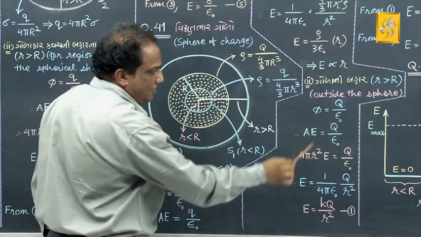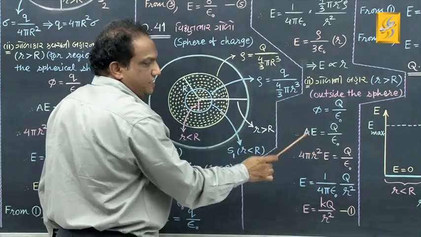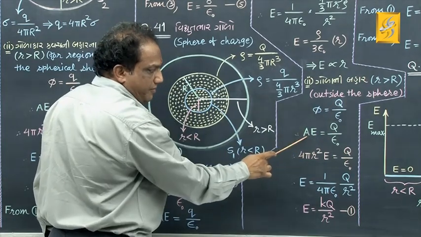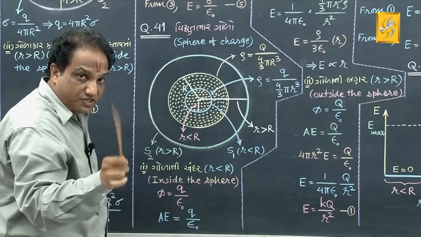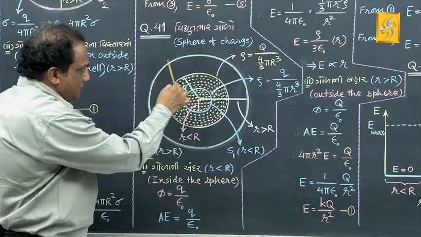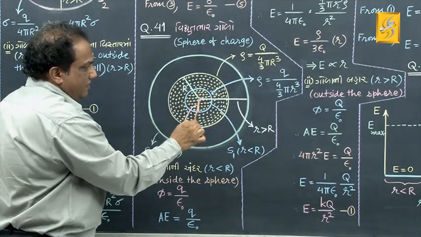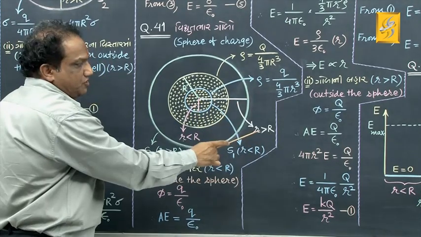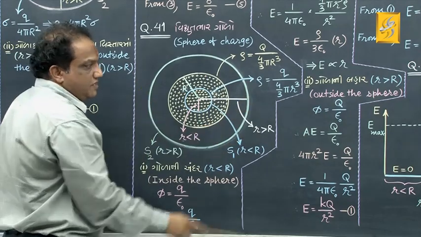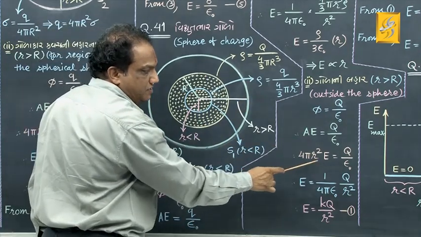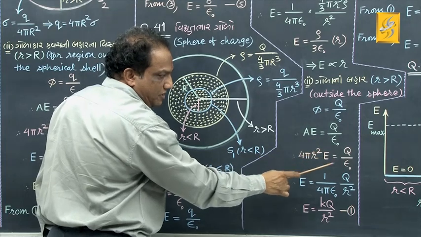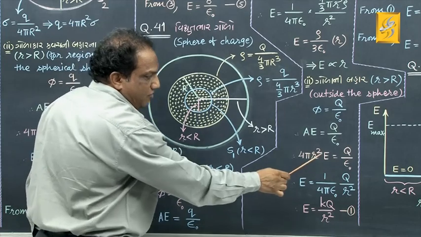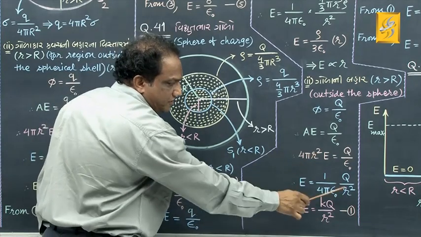Phi equals to A into E, that is surface area into electric field. This right hand side as it is. What about capital A? Surface area of the considered Gaussian surface. Considered Gaussian surface is right now this one, having radius small r, which is greater than capital R. Because it has radius small r and it is spherical, its surface area would be 4 pi small r square into capital E, and that equals to q upon epsilon 0. Got it?